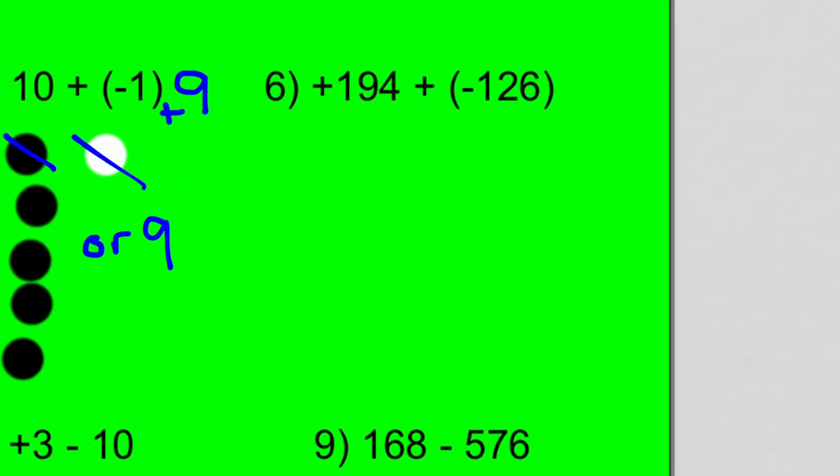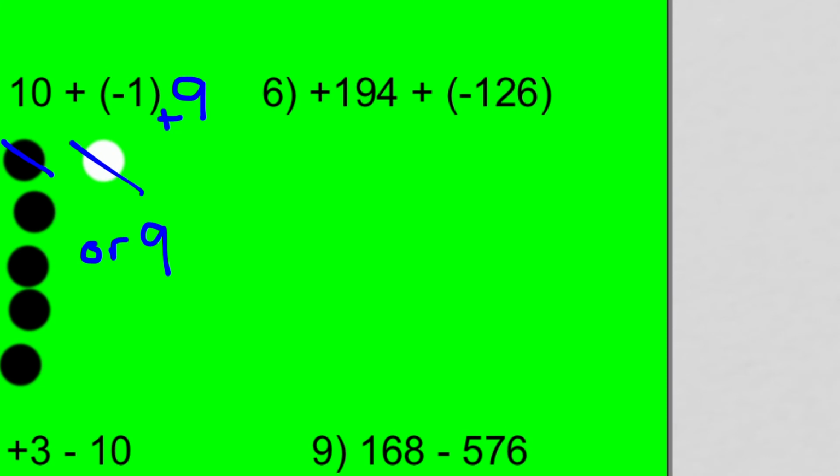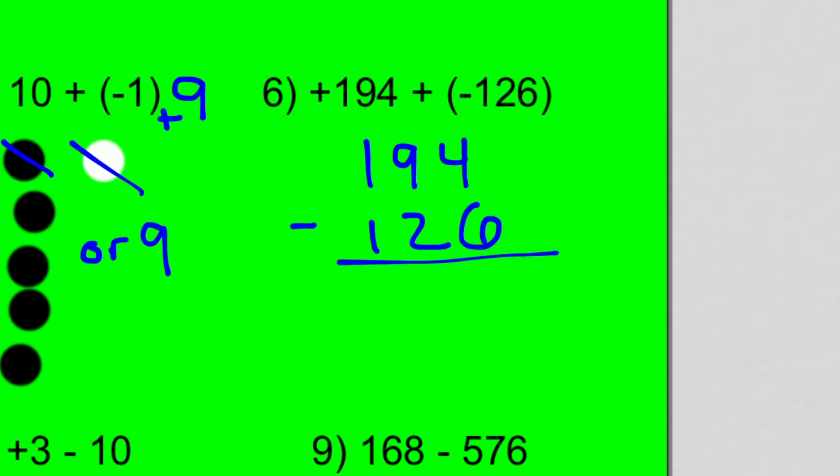Now you're not going to model this one out, but you're going to use the idea of using the rule. I have positive 194, and since the signs are different, I'm going to subtract them. Subtract 126, and then I'll worry about the signs after.